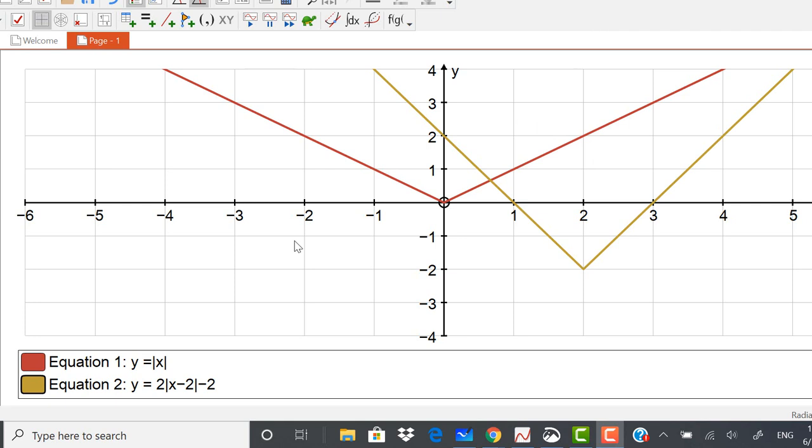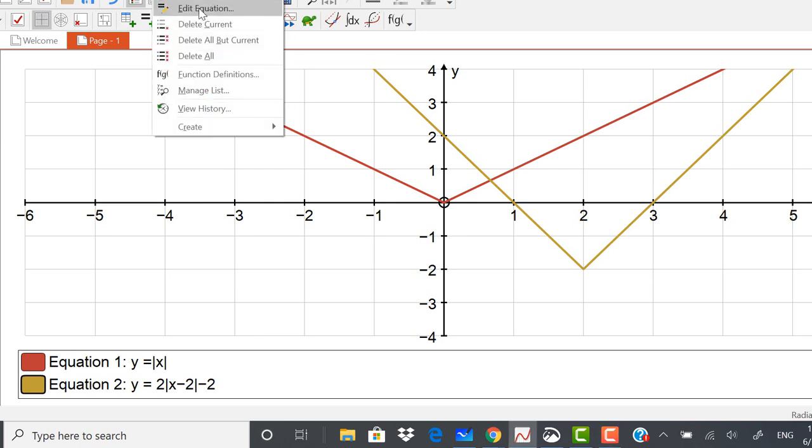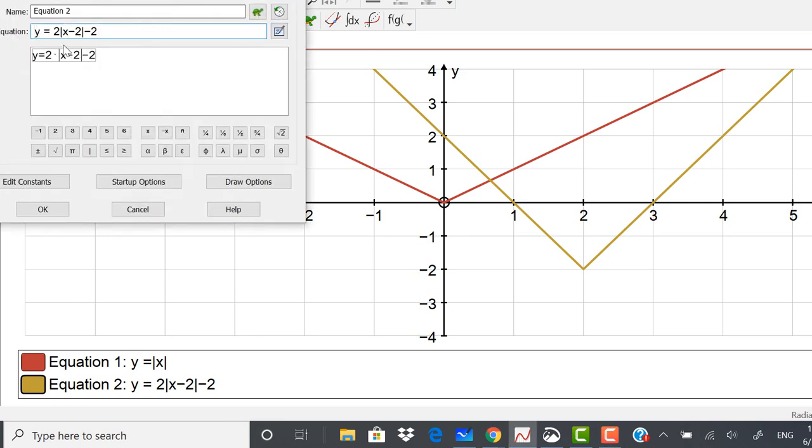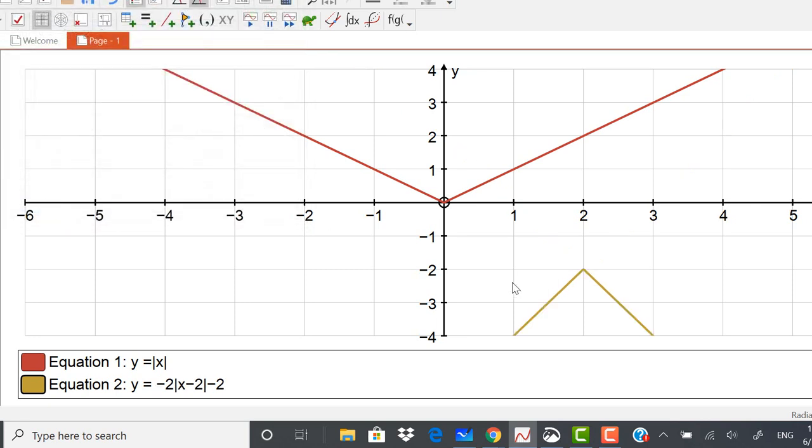There's one that I haven't done yet, and that would be what would happen instead of this being y equals 2 times the absolute value of x minus 2, minus 2. What if I change that equation to a -2? And look at that, it basically flips it so it becomes upside down. And notice the -2 is on the outside of the absolute value. Otherwise, if it's on the inside, it wouldn't really do anything, just make this a little bit different.